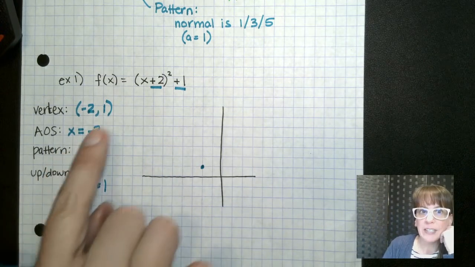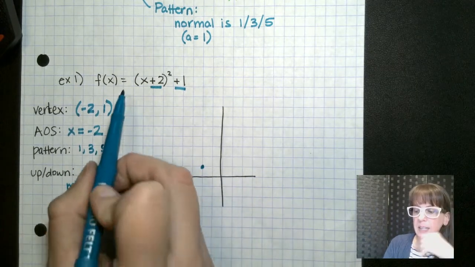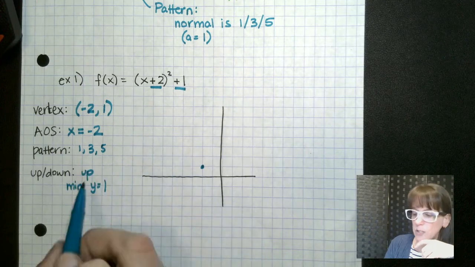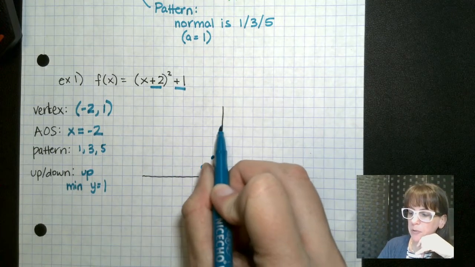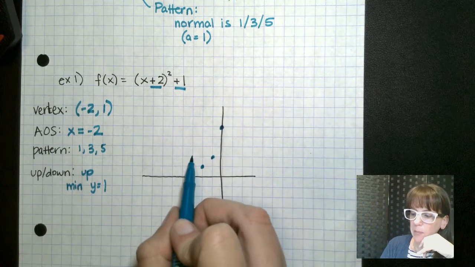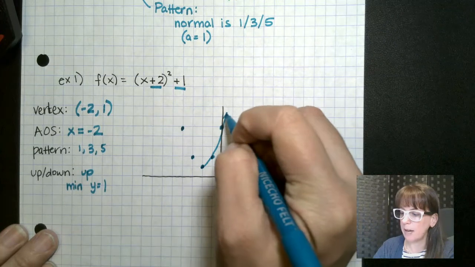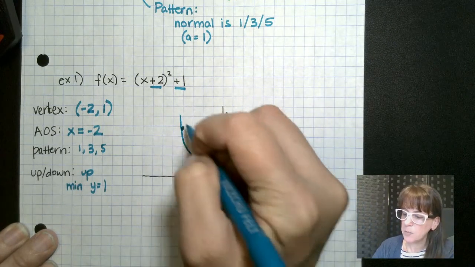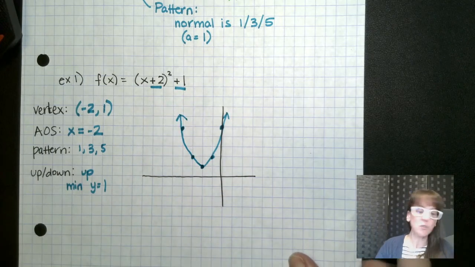Now our normal pattern is 1, 3, and 5 if you want to use it. And our a here is 1. So that's going to be our normal pattern. Over 1, up 1, over 1, up 3, over 1, up 1, over 1, up 3. Congratulations, you have just graphed this. The hardest part is going to be remembering opposite this, regular this. So let's try another one of those.